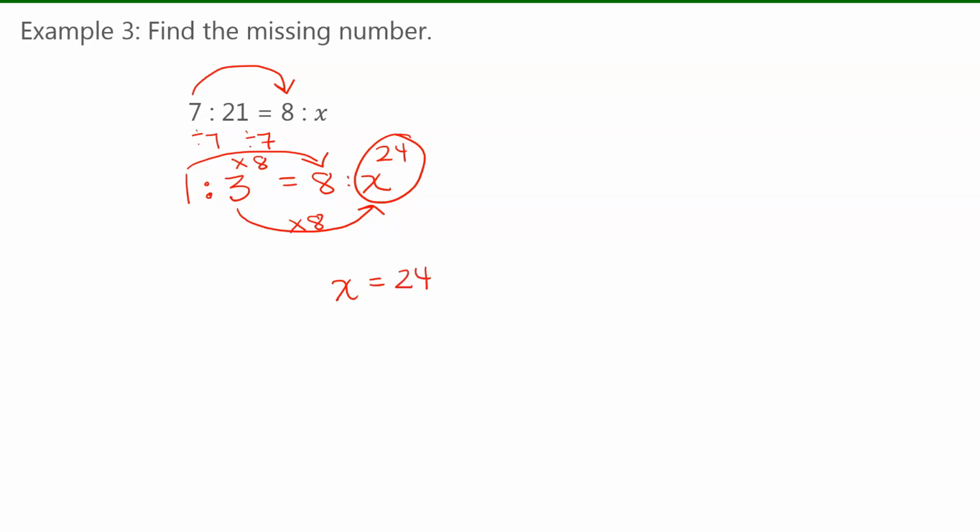So sometimes, if you look at two ratios and you're looking for a missing term, if you can't figure out what you're multiplying or dividing by, there's a strong possibility that you may have to reduce one of your ratios first.